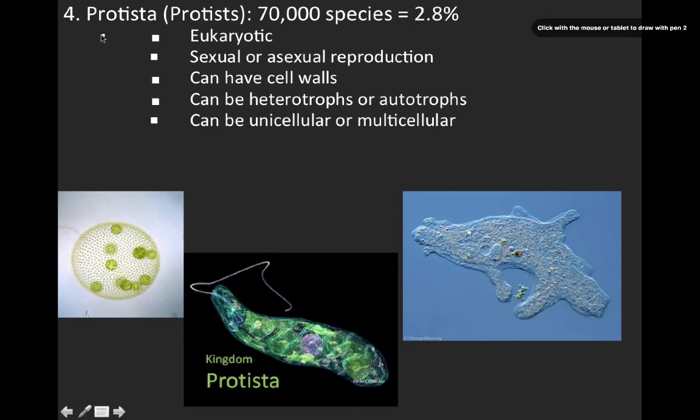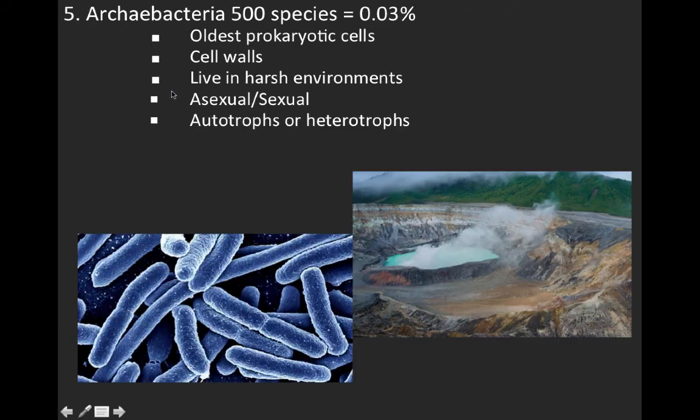Protista is the next one. Protista are protists. We looked at these guys under a microscope in pond water. 70,000 species, only 2.8% of living things. Eukaryotic. Protists kind of do everything. They're eukaryotic. They reproduce sexually or asexually. They can have cell walls, or they don't need to have cell walls. They can be heterotrophs or autotrophs. They can be unicellular or multicellular. So they can be a lot of either or. Protists are unique organisms in that regard.